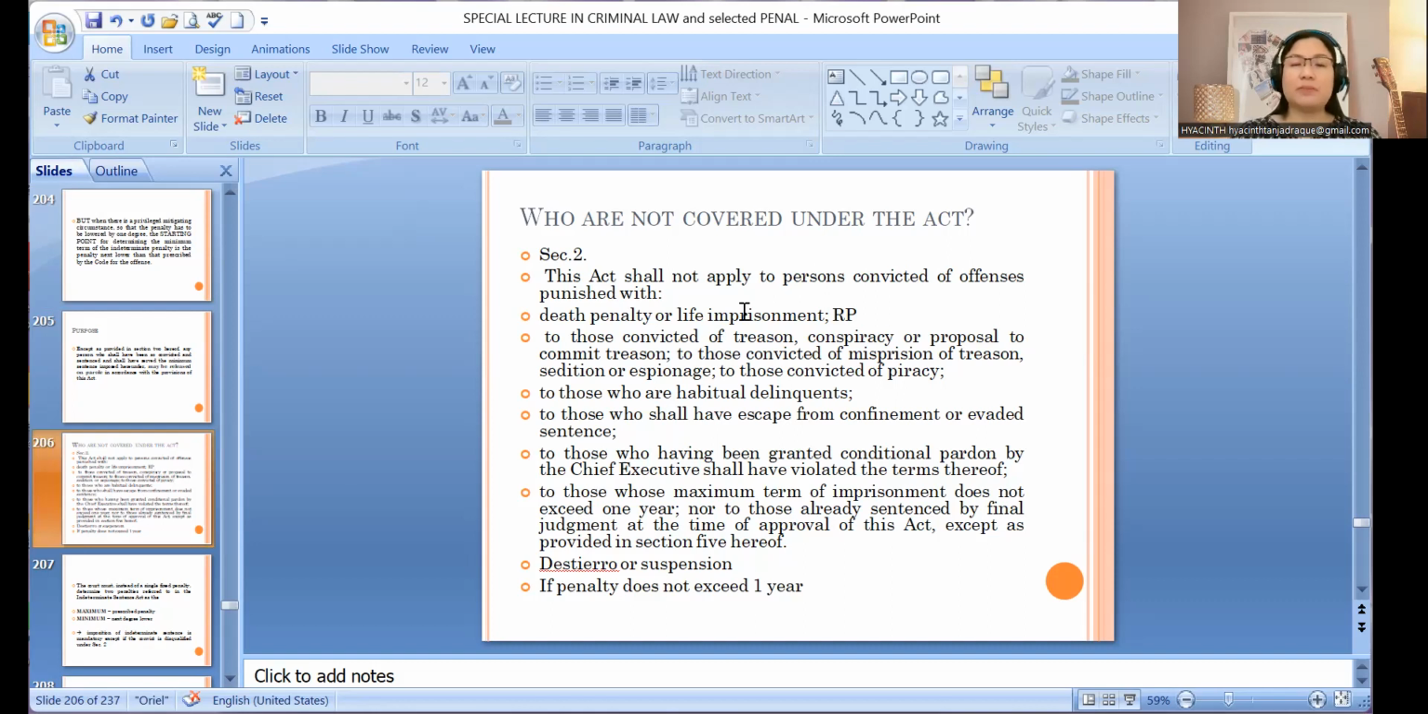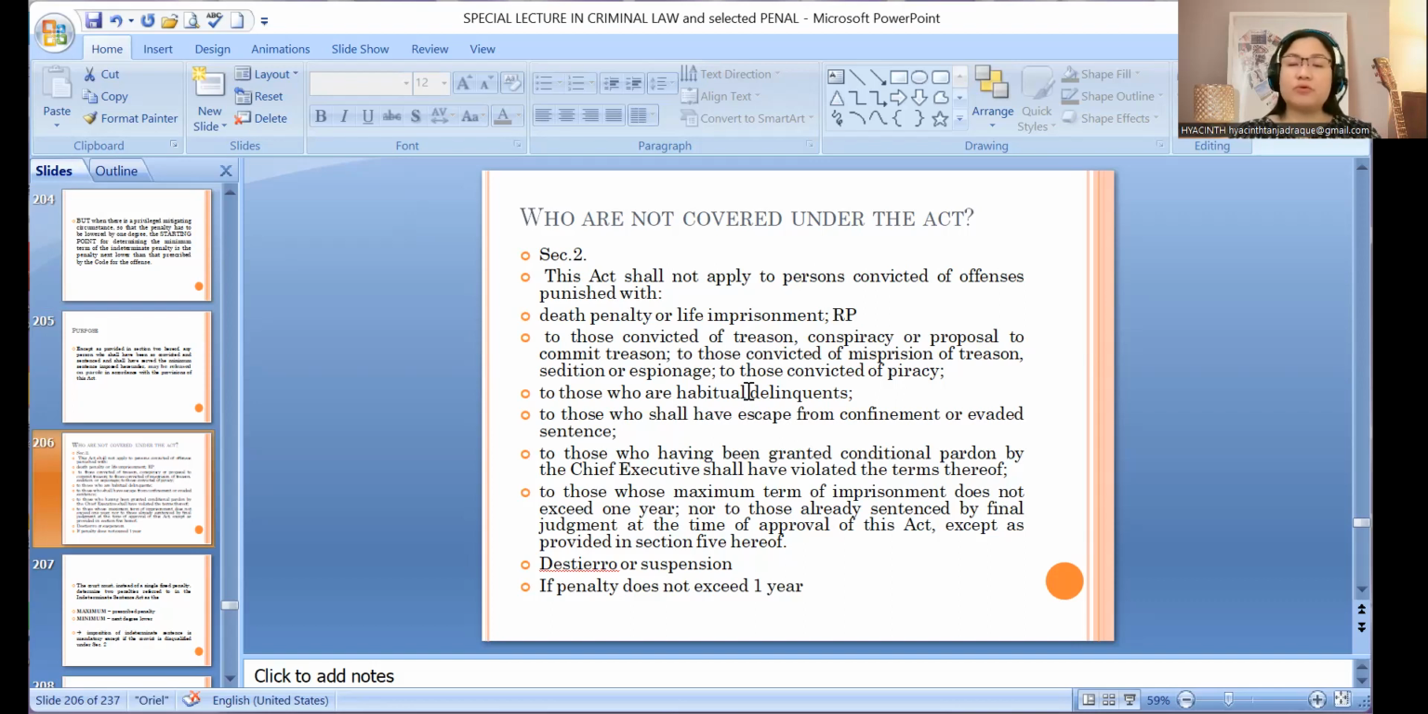It shall likewise not apply if the accused is convicted of treason, conspiracy or proposal to commit treason, or those convicted of misprision of treason, sedition, espionage, or piracy. Further, it shall likewise not apply to habitual delinquents. So I think you still remember who a habitual delinquent is. So if the accused is only a recidivist, then the ISL has to be applied to him.